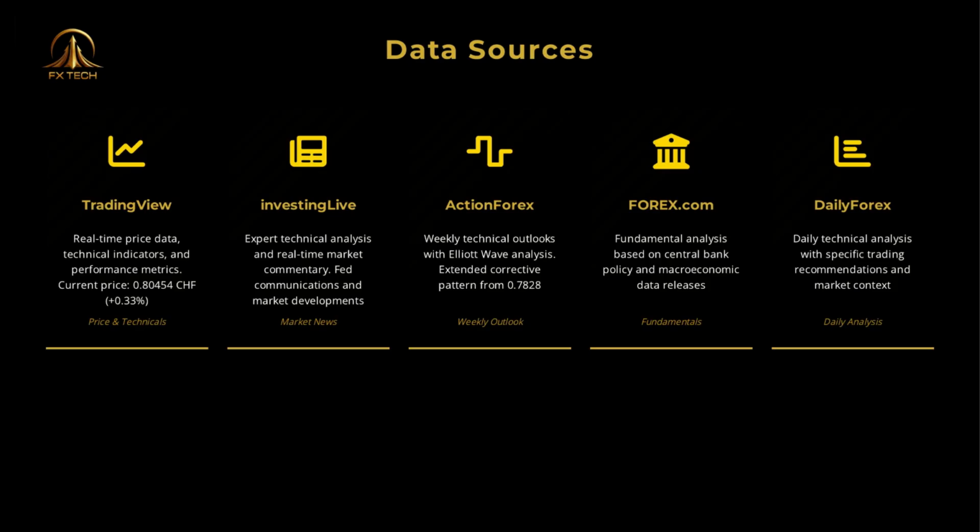Our analysis draws from 5 authoritative sources in the Forex market. First, TradingView provides real-time price data, technical indicators, and chart patterns essential for understanding current market sentiment. Second, investingLive, formerly known as Forexlive, offers expert technical analysis and intraday commentary from seasoned traders. Third, ActionForex delivers comprehensive weekly outlooks with detailed wave analysis and long-term projections.